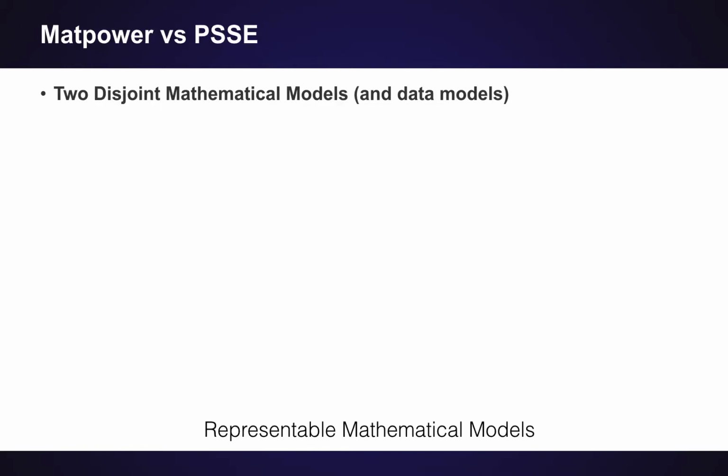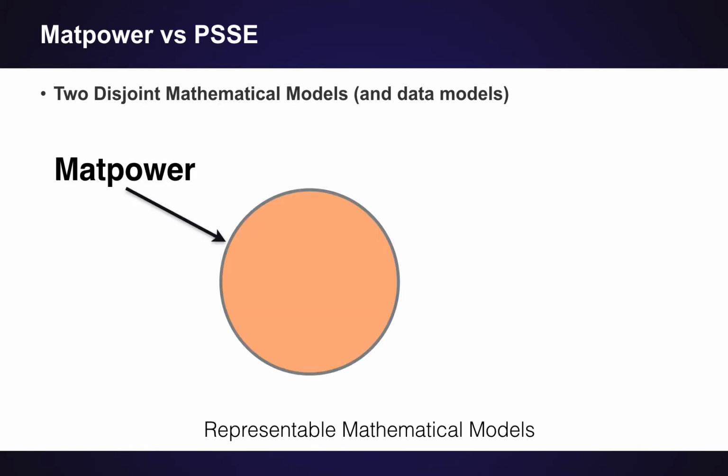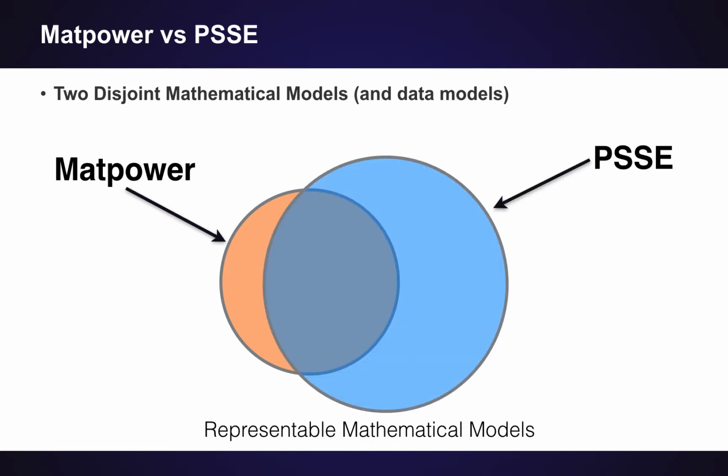So what are the differences between Matpower versus PSSE? Doing a detailed analysis would take quite a long time, so I'll just give an intuition using set diagrams. In these pictures, I'm going to draw circles, and these circles will represent all the possible mathematical models that could be defined with one of these formats. So let's say that this particular circle is indicating all the models you could write and encode in the Matpower format, and this is the circle for all the models you can include in the PSSE format.